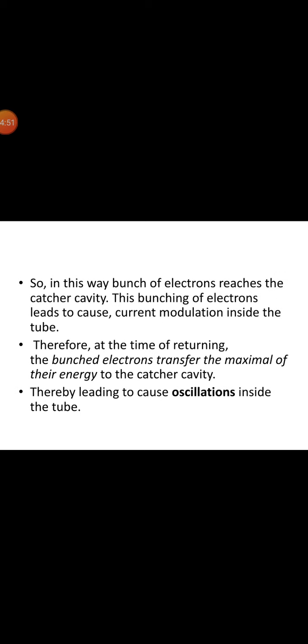In this way, a bunch of electrons reaches the catcher cavity, and this bunching of electrons leads to current modulation inside the tube. Therefore, at the time of returning, the bunched electrons transfer the maximum of their energy to the catcher cavity, thereby causing oscillations inside the tube. The electron which passes through the gap after the reference electron is known as the late electron, and it exhibits the maximum negative potential on it and moves with the retarding velocity.